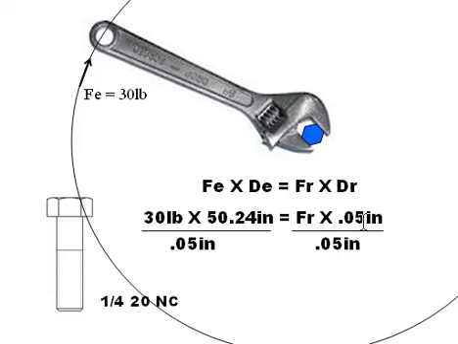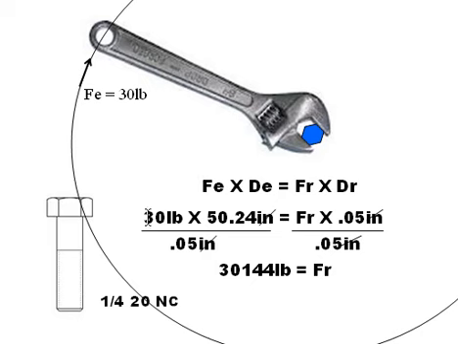The next step is to divide both sides of the equation by 0.05 inches. So we're going to factor out 0.05 inches on this side. We're going to factor out inches on this side. So if you do the calculation, you multiply 30 times 50.24 and divide it by 0.05, you get a total of 30,144 pounds of force of resistance. So in our PowerPoint, we talked about how large our mechanical advantages would be, and our forces would be huge. So this is an example of that.